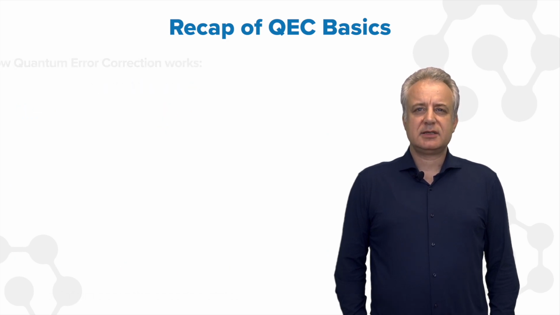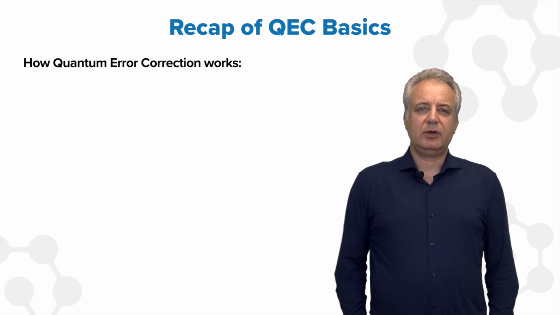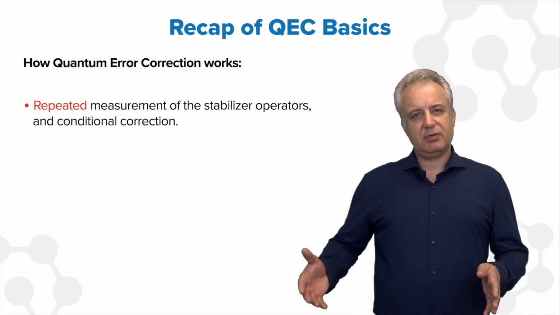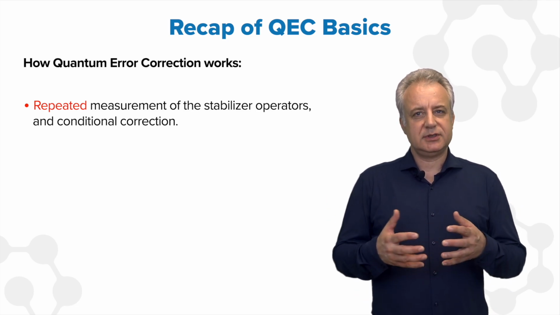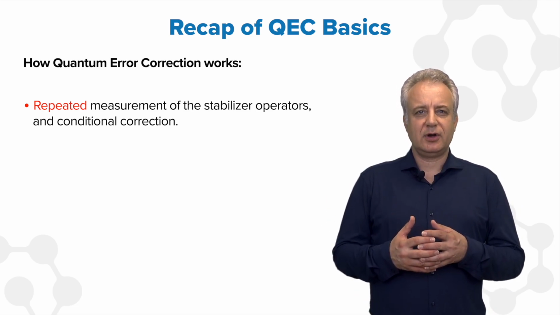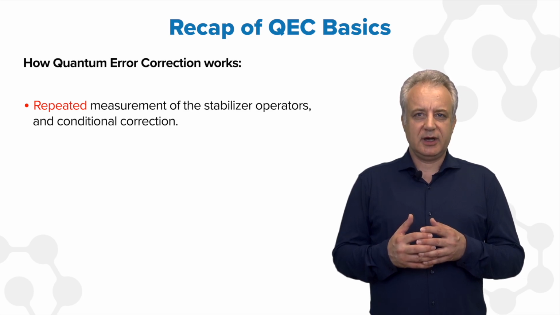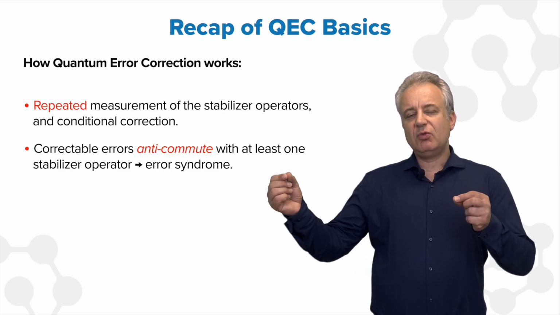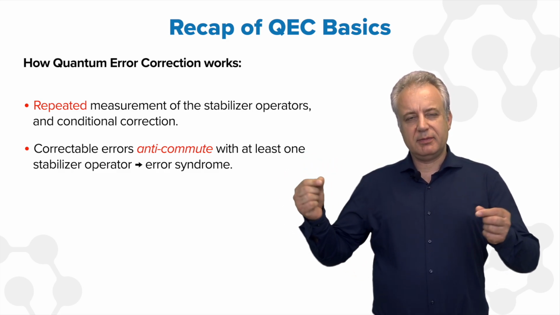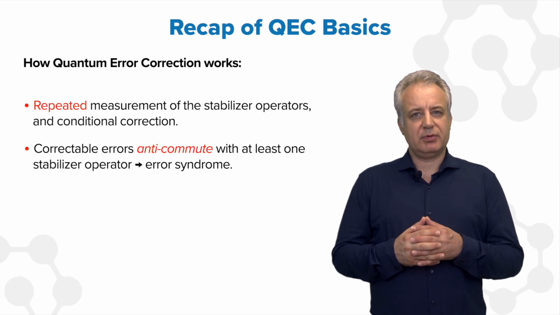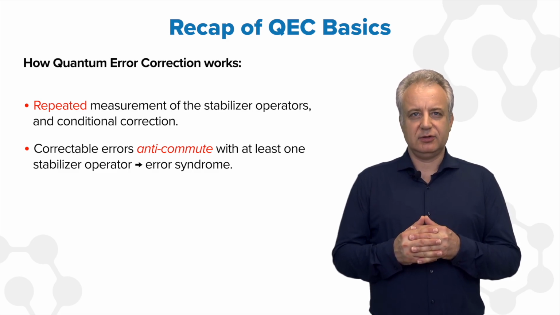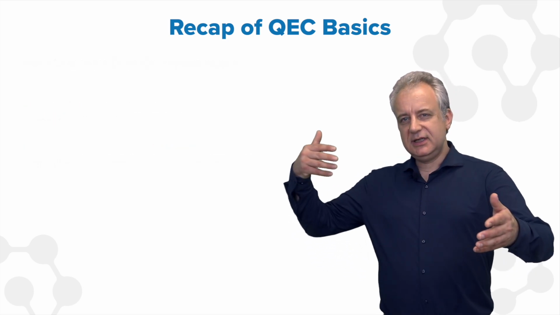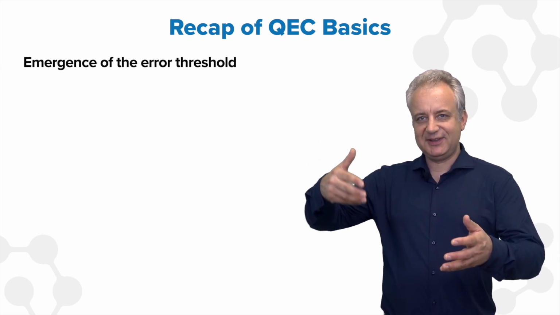Okay, so let's summarize what we do in quantum error correction. We repeatedly measure the stabilizer operators, and from their outcomes, the syndrome, we try to infer what the error was. And so errors we can detect and correct will anti-commute with some of the stabilizer operators. This is how we find them in the syndrome.